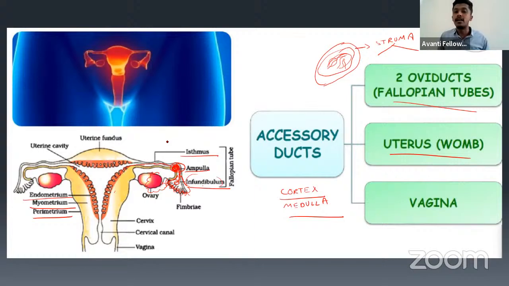The myometrium contains a large amount of blood vessels and an enormous amount of smooth muscles which are contractile in nature, so that helps in childbirth. Whereas the endometrium is called the deciduous layer, because it goes through cyclic changes. The endometrium is very helpful for the process called implantation.